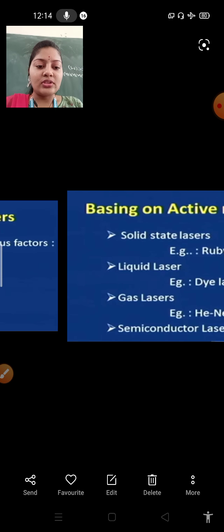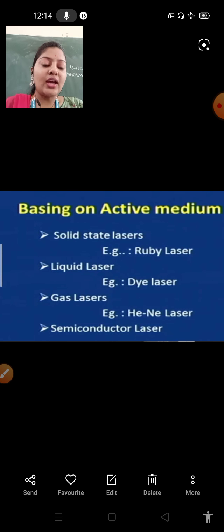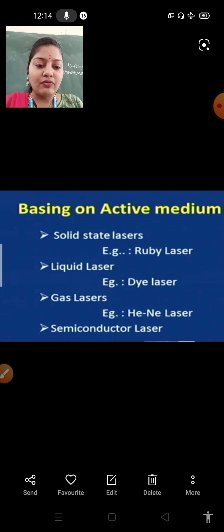Let us see, basing on the active medium, we can classify the lasers into different types. The first one is the solid state laser. The example for the solid state laser is the ruby laser. The ruby laser is the first solid state laser, introduced by Maiman in the year 1960.